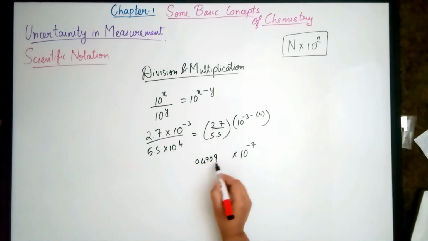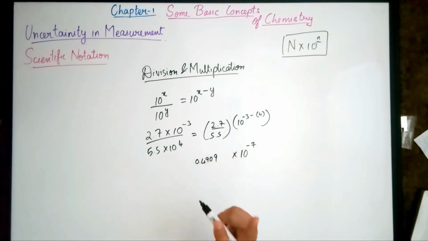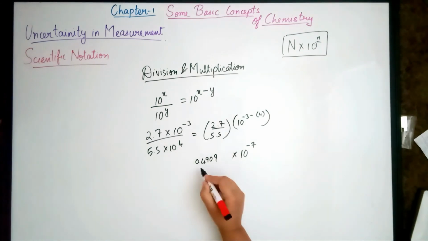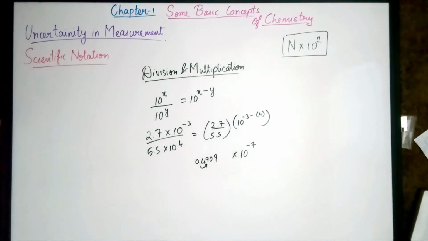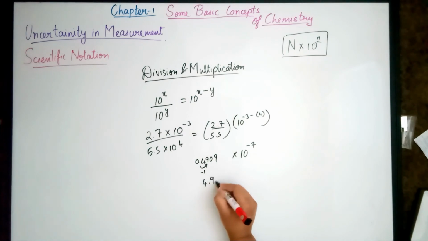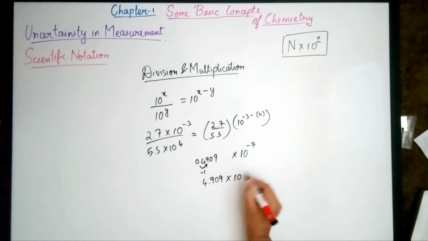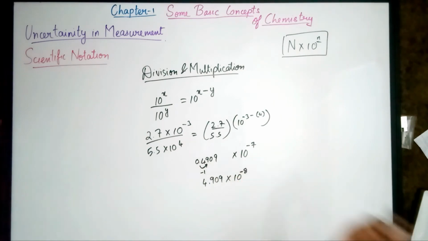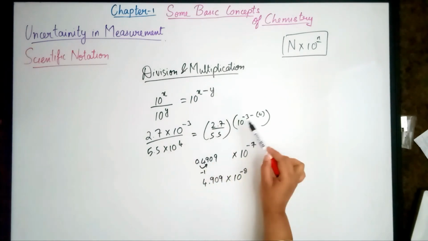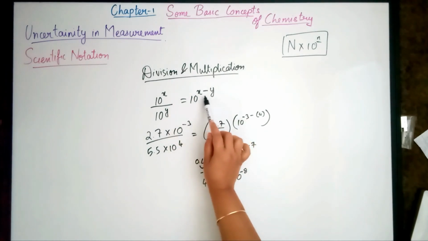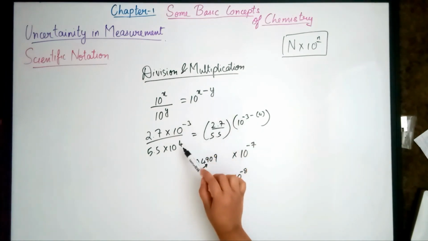When we calculate this value, we get 0.4909. Now, as I told you, scientific notation is supposed to have at least one non-zero digit before its decimal point. So we are going to be shifting it from here to here. And because we've shifted it towards the right, we have to deduct 1. Okay, so here you will get it as 4.909 into 10 to the power minus 7 minus 1 will be minus 8. So here we've basically taken this to the top. So we follow the rule 10 to the power x minus y.